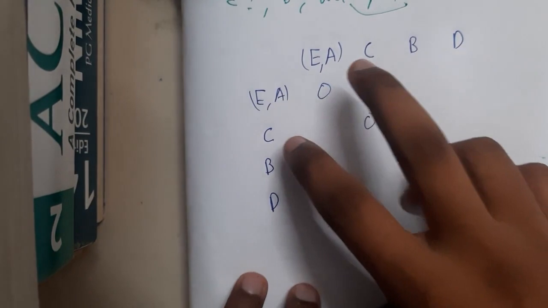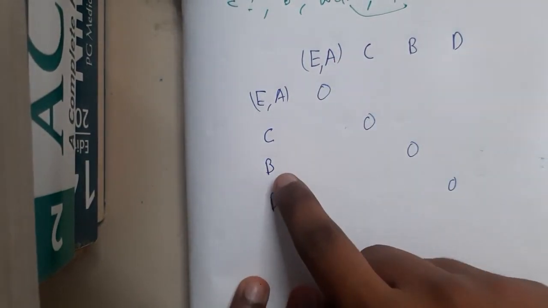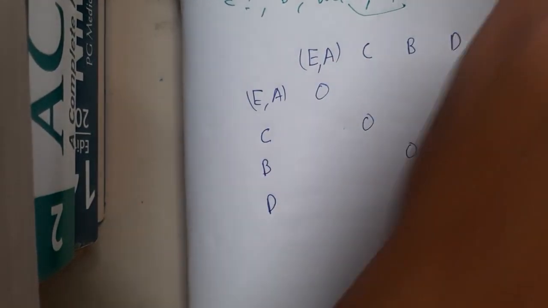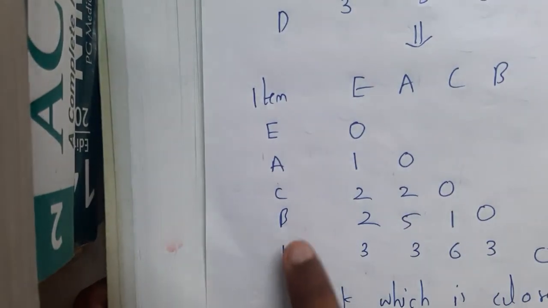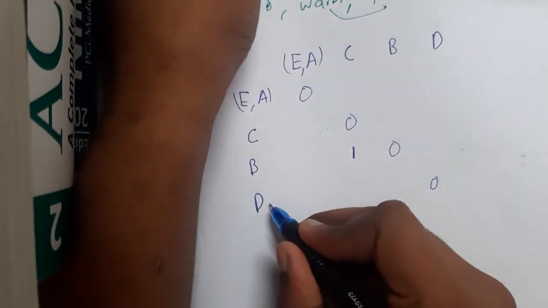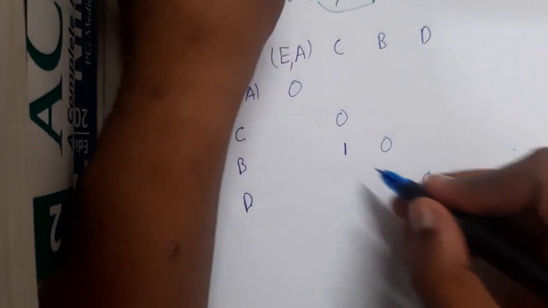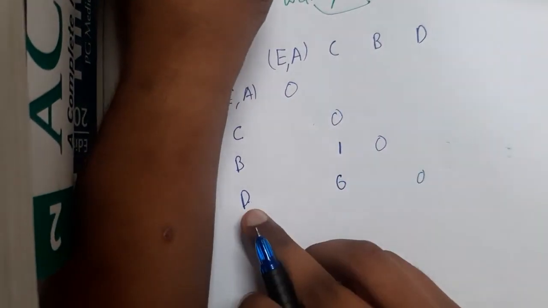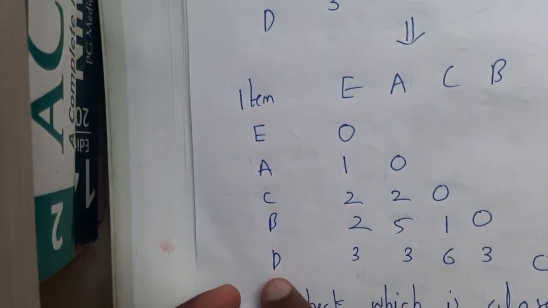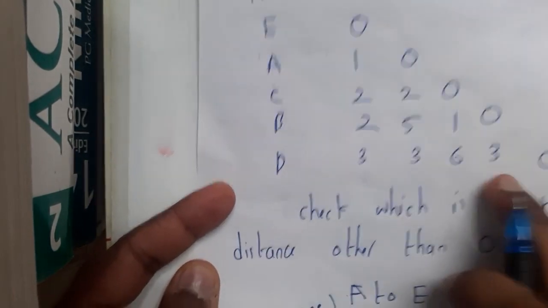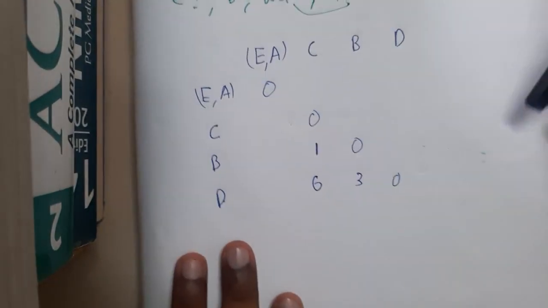Now your question will be, I know the distance between B and C. From the previous table only you can say what is the distance between B and C? It is 1. So you can write this value. Similarly, what is the distance between D and C? That also you can write, that is 6. In this way you can fill these values. Similarly, D and B, what is the distance between D and B? That is 3. Now you successfully filled some of the values, but you are stuck with these values.